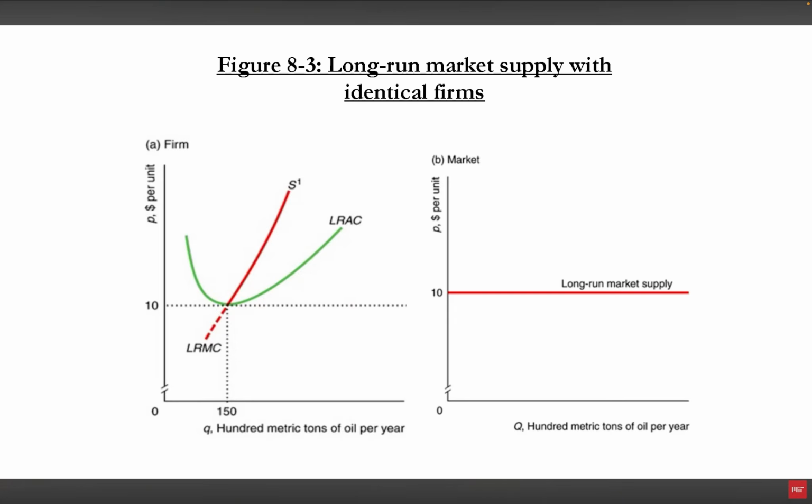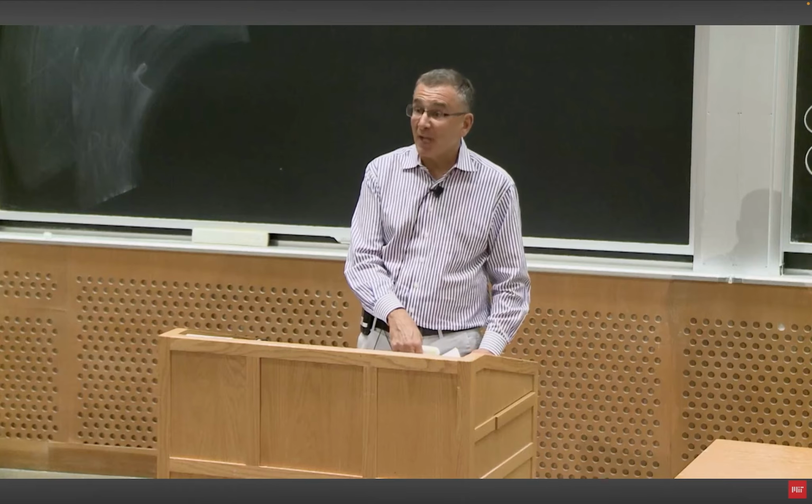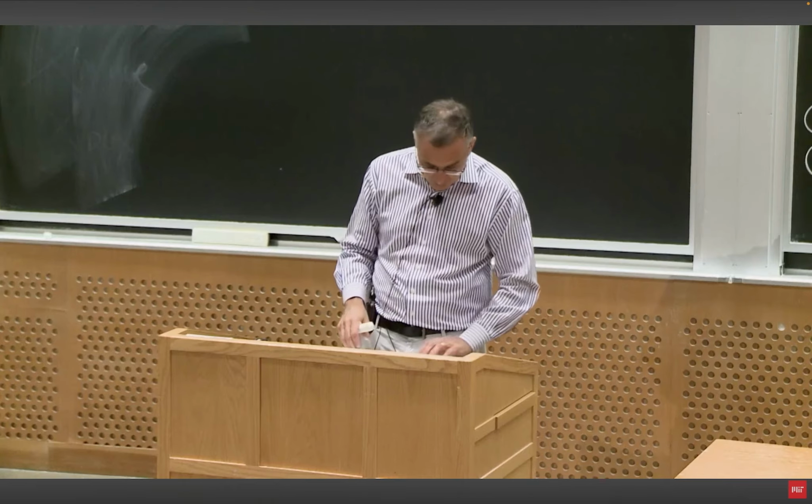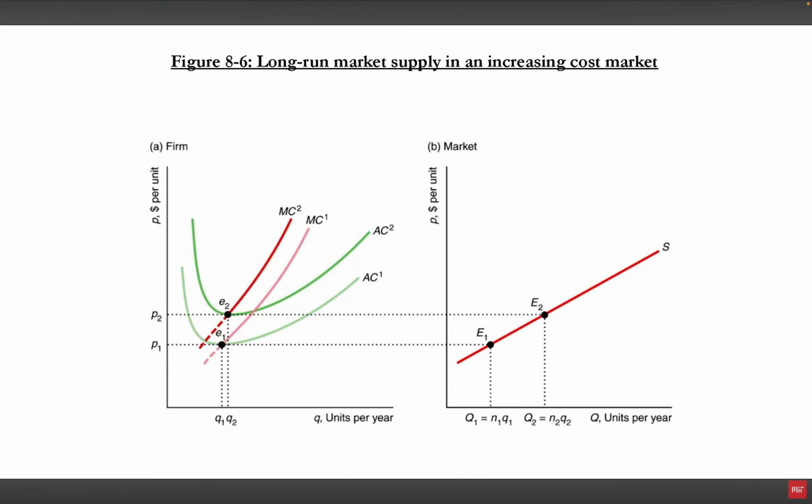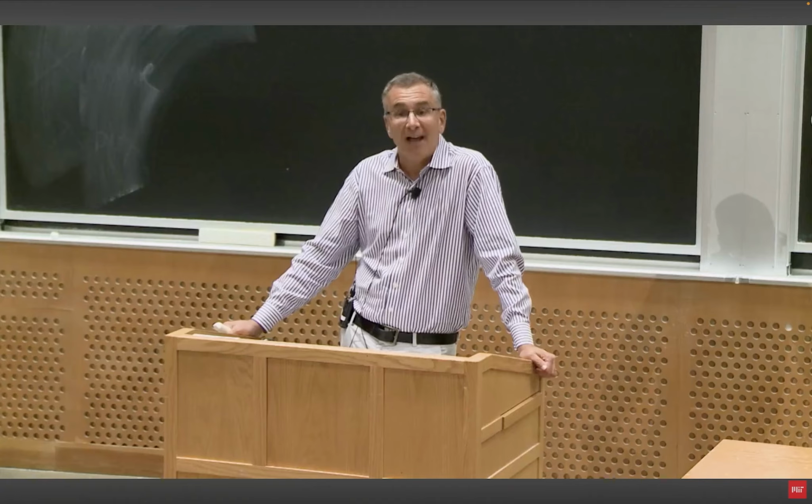I could have drawn a whole bunch of firms here. They'd all be at that same price. Or a whole bunch of quantities, all at the same price. Now what I'm saying in figure 8.6 is no, as the quantity goes up, you get a higher price, even though profits are still zero. Okay, good question.